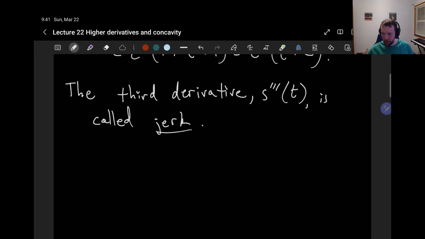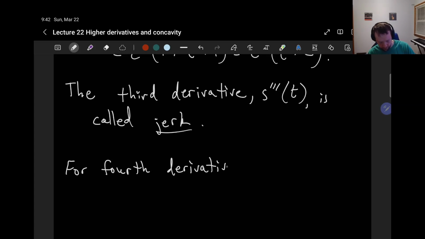And we can take even higher order derivatives yet, but eventually we stop this convention of writing all these additional primes. So I'll just say for fourth derivatives and higher, we change our notation.